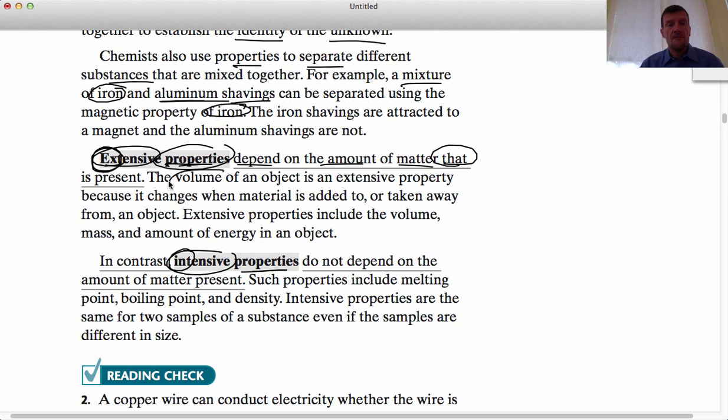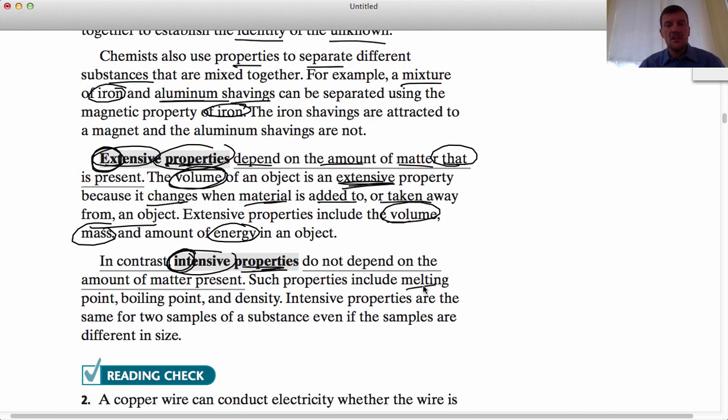For example, volume is an extensive property. As the amount of matter changes, the volume is going to change. It changes when material is added to or taken away from an object. That would be volume, mass, or sometimes the amount of energy that it has. All of those are extensive properties, dependent on the amount that you have. But an intensive property does not change depending on how much of the material you have.